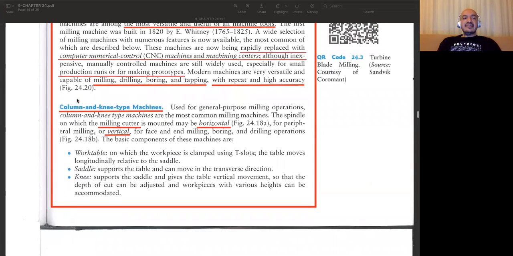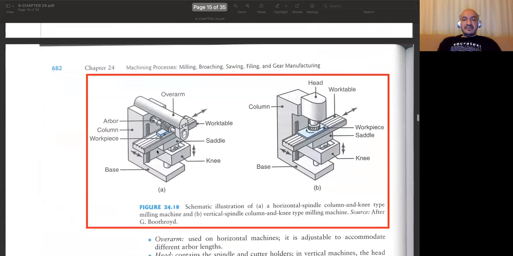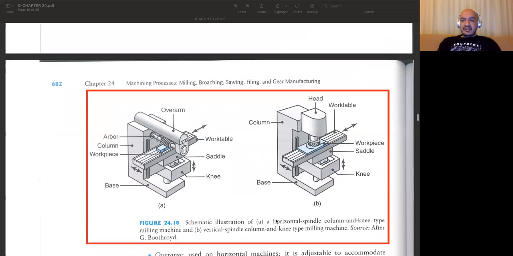And as the name implies, we need to have a column and a knee. And I will show you the fundamentals of this one. Let's focus here. This is our column, and we have a knee, and this knee is moving over the column. And as in the case of drill presses, we have a base, and on this knee this time we have a saddle. So the knee is moving in the Z direction, and then we have a saddle, it's moving in the Y direction, and on top of the saddle we have a table, it's a work table.